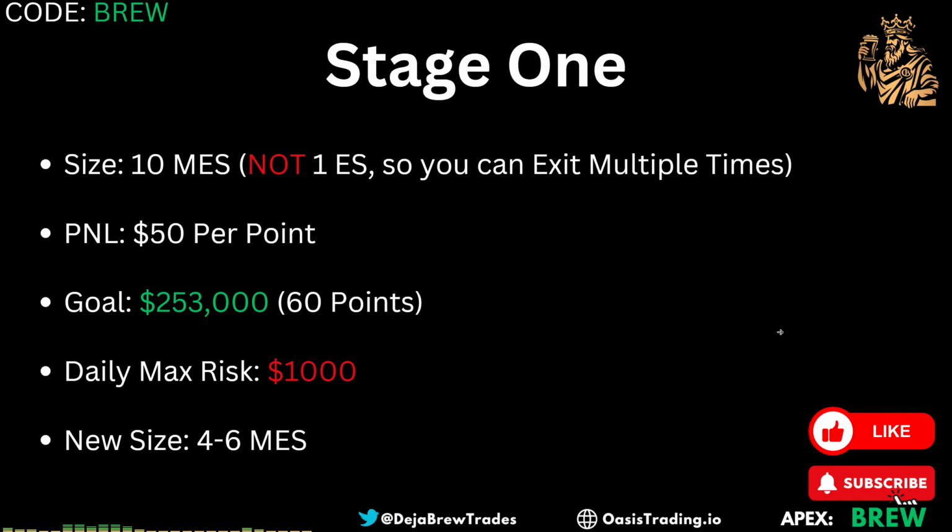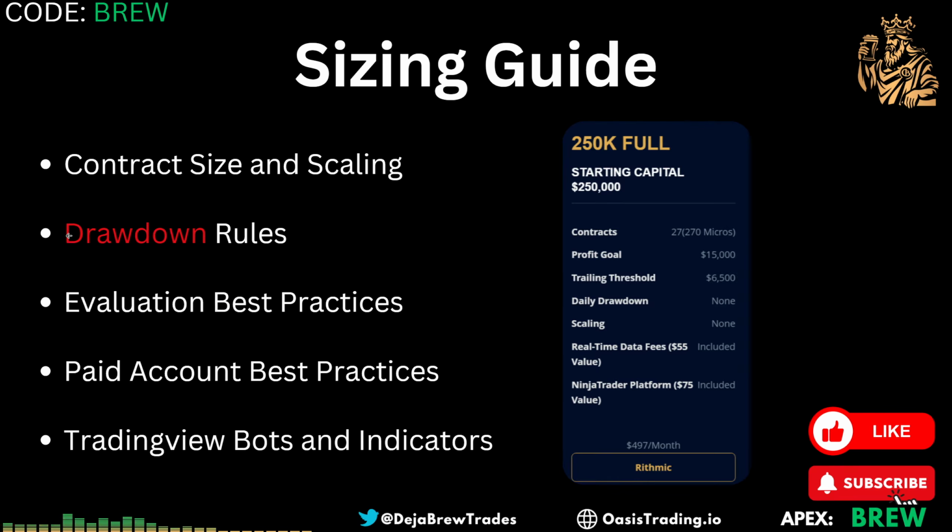Our goal is $3,000. We're trying to get to 253K, or just $3,000 from our starting point, and that's going to be about a 60-point gain, okay? Your daily max risk is $1,000. Let's go back a little bit. The trailing drawdown is 6,500.